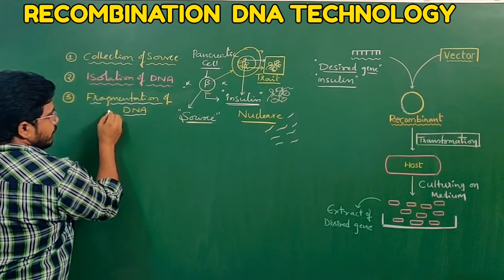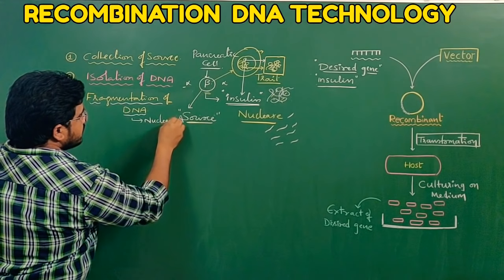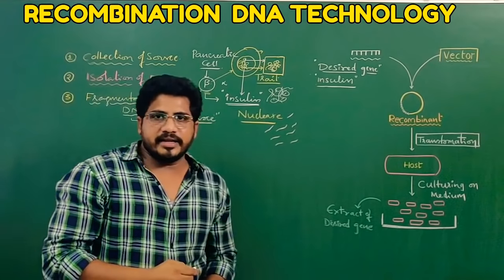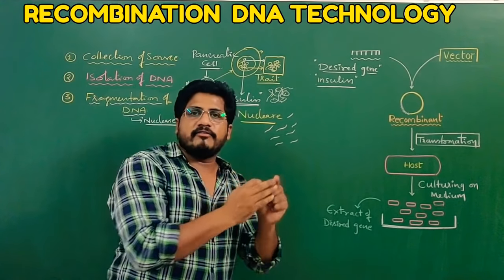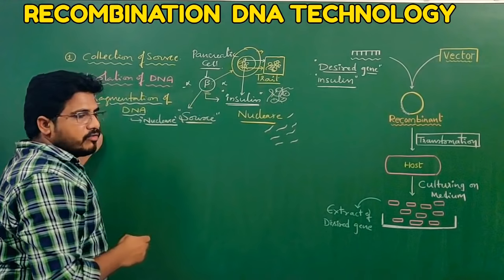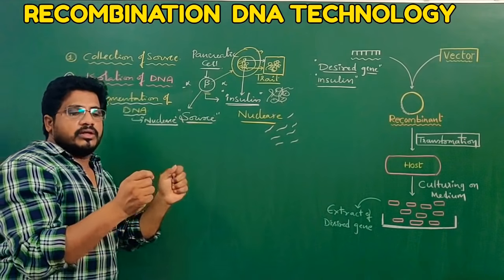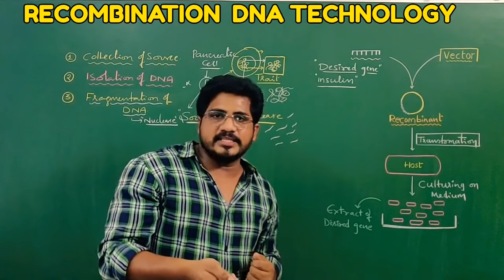What is the enzyme we are using here? The answer is nuclease. In case of DNA, that is DNase. In case of RNA, that is RNase. They will act on the respective DNA or RNA genome and make it fragments. That is the third step. What is the first step? We have to collect the source. Second step, we have to separate the DNA from the collected source cell by lysing enzymes.